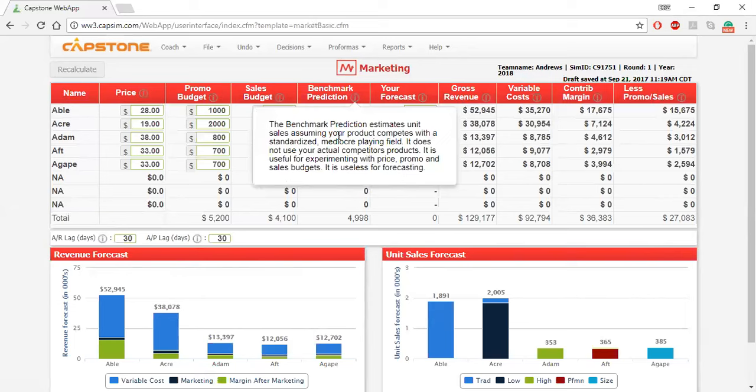For you to grow, you're going to have to take sales from an existing firm in the industry. If there's a very strong firm in the industry, it's going to be more difficult. They're going to be seeking to take sales from you. And that's within a single round.